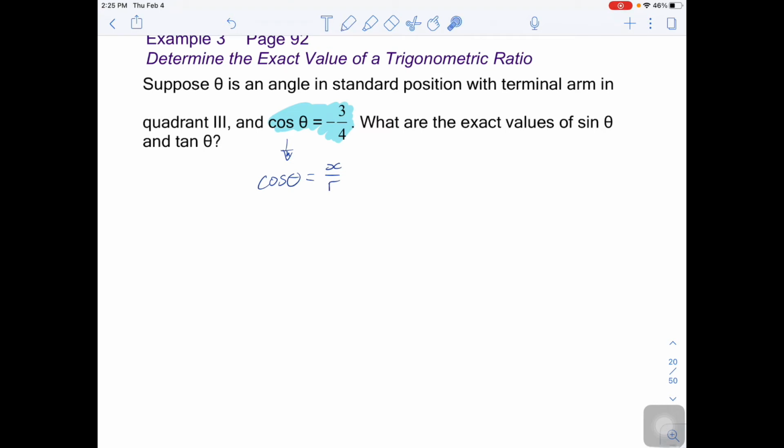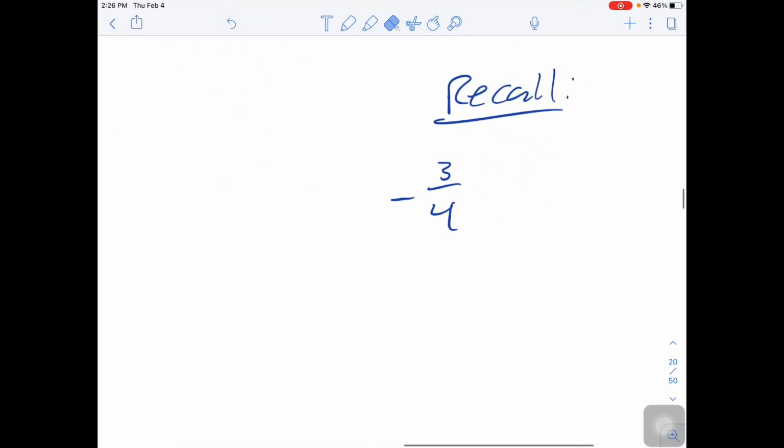And on your data sheet, cos is said to be x over r. So what does that mean? Well, that means I know what my x value is and I know what my r value is. Notice there's a negative number there. Now recall with negative values on a fraction, -3 over 4, so maybe I'll move that negative a little bit up. I'll zoom in here.